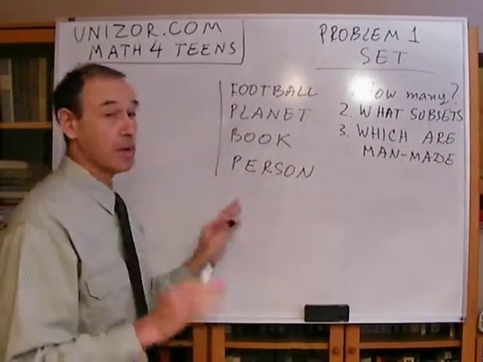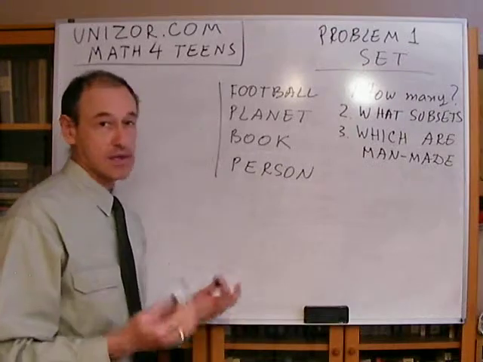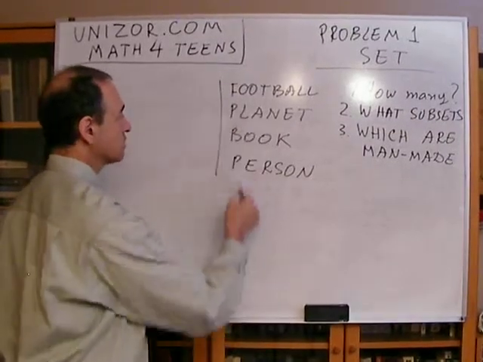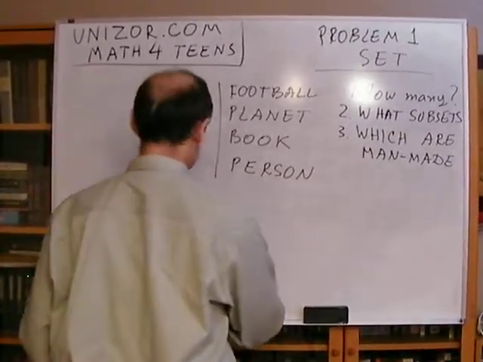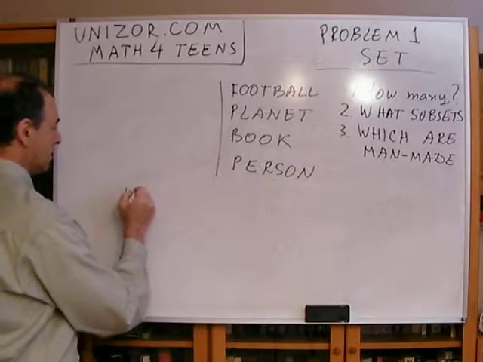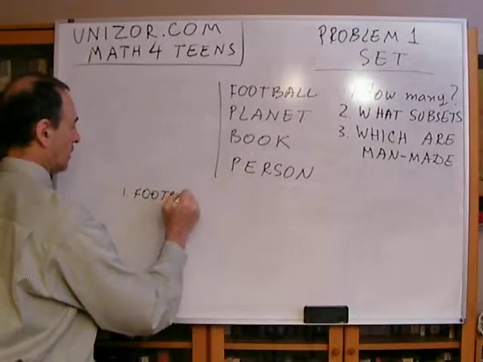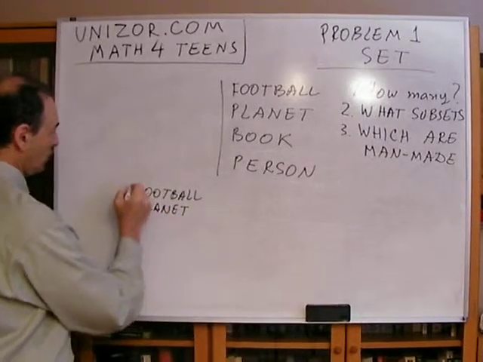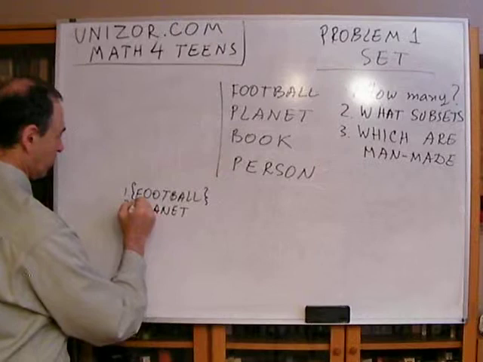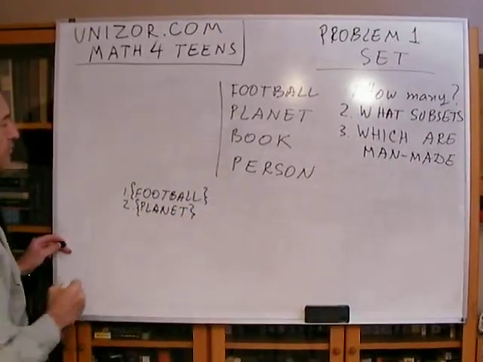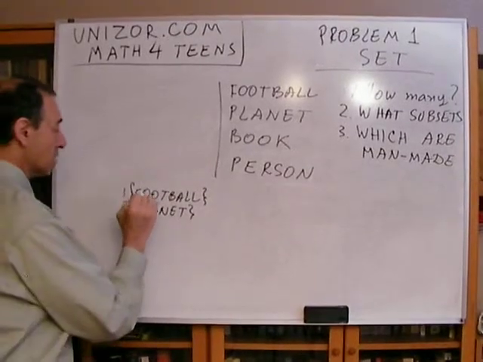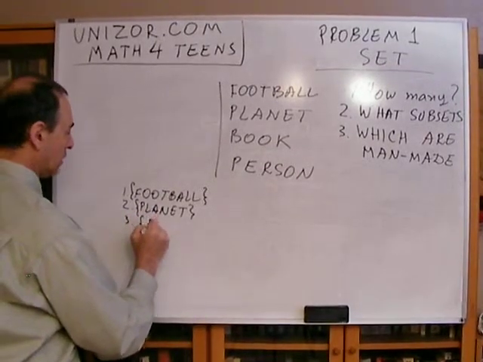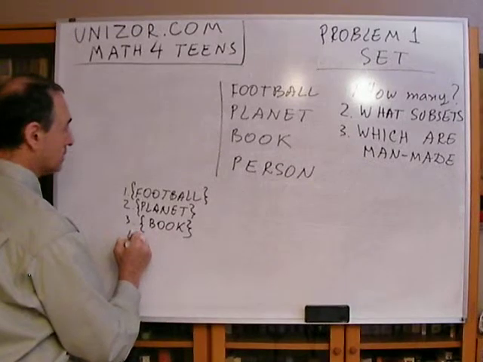Obviously, every element by itself constitutes a subset. So, first of all, we have four subsets, each of them consisting of one and only one element. All right? So, let's put it here. First is football, second is planet, and you know what, I will put it in curly brackets, so you can distinguish them from the elements themselves. So these are subsets which contain one and only one element. Book and person.